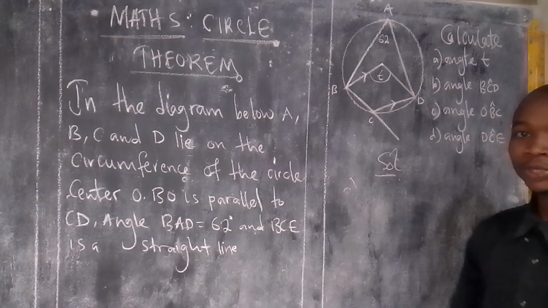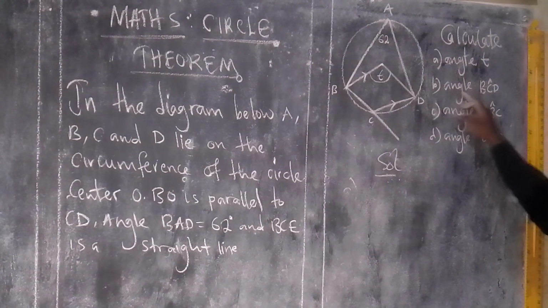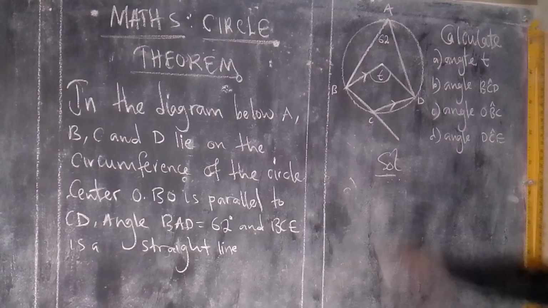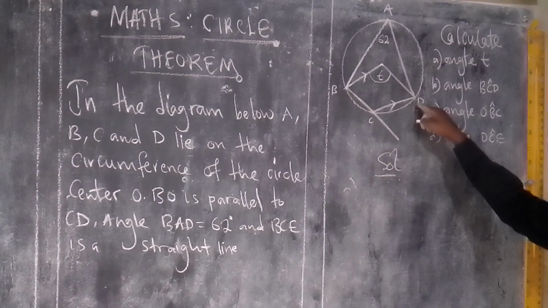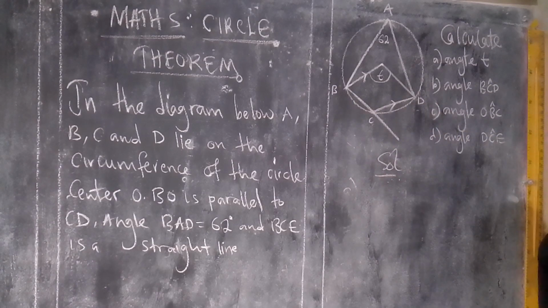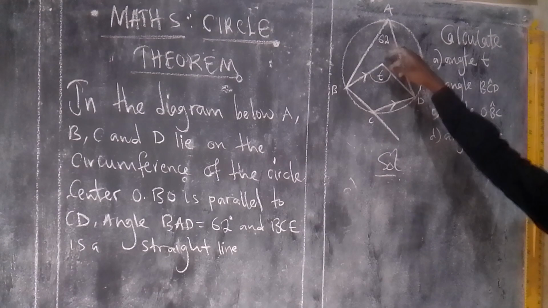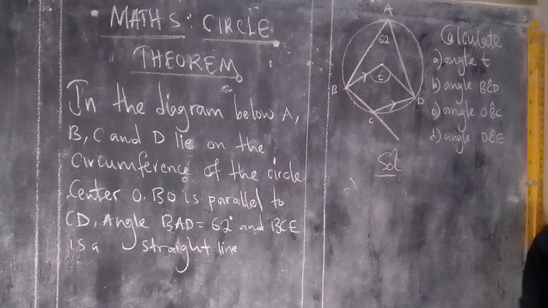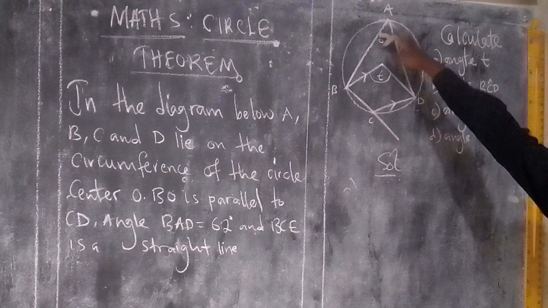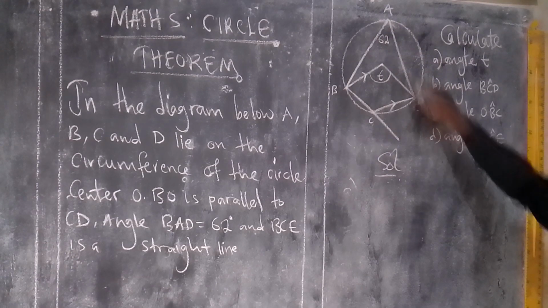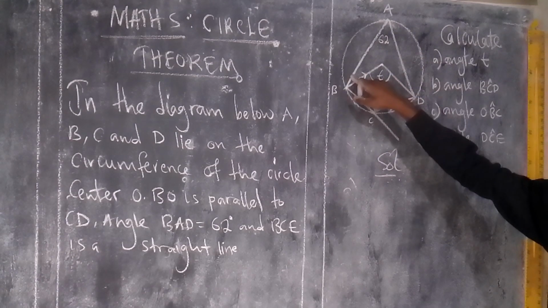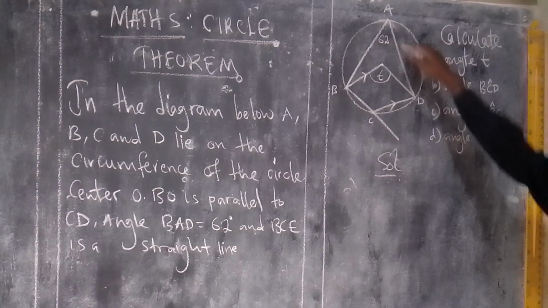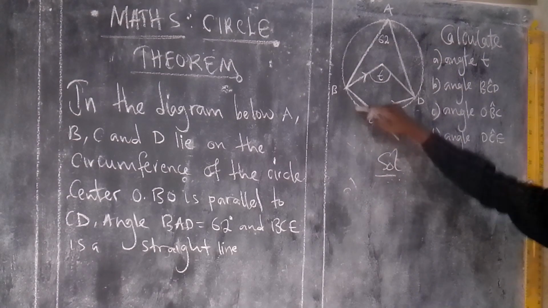Okay, now we proceed to B, which is saying calculate angle BCD. So we're trying to find angle BCD. For us to find this, we're going to apply the theorem which says the opposite angles of a cyclic quadrilateral add up to 180 degrees. The opposite angles of a cyclic quadrilateral, which is this one here, are equal to 180 degrees. So we're going to subtract that from 180 to find this angle.